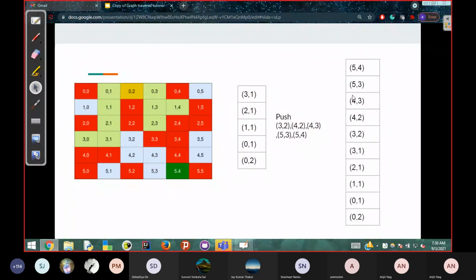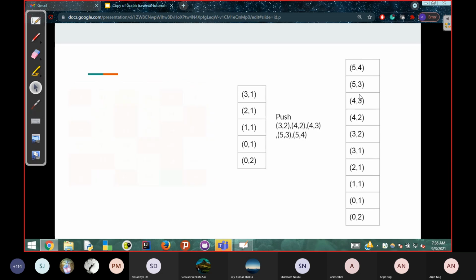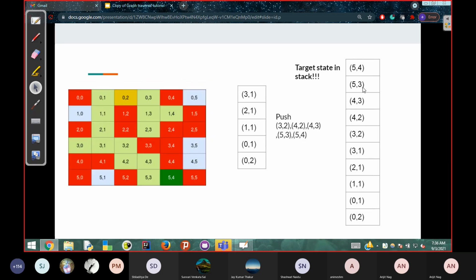Okay, so this is the stack now. The point is that the top of the stack is your final state, the target state. So you can say that this state is reachable from your start state. But the point is, how will you print the path? So what will be your way to print it? Can you tell me the way to print the path from the target state?